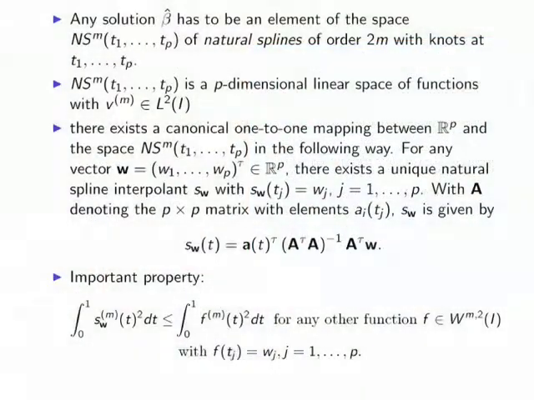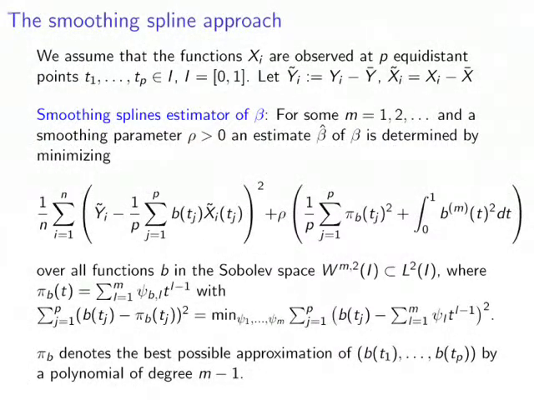So any solution has to be an element of the space of natural splines of order 2m with knots t_1 to t_p, which is a p-dimensional linear space of functions. And the reason for that is the important property: if you compare two functions which have exactly the same values at your observation points, then the spline interpolation between them is the smoothest possible interpolation, which gives the smallest integral in your penalty. So the function which comes out of this penalty will always be a spline, because from all functions which have the same values here, it gives the smallest possible value.